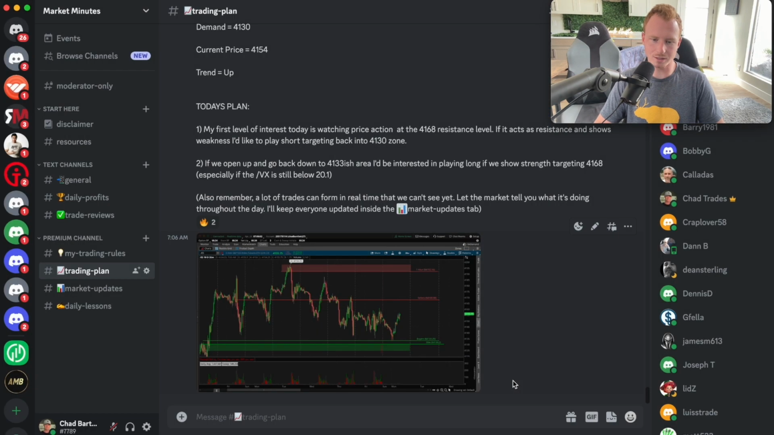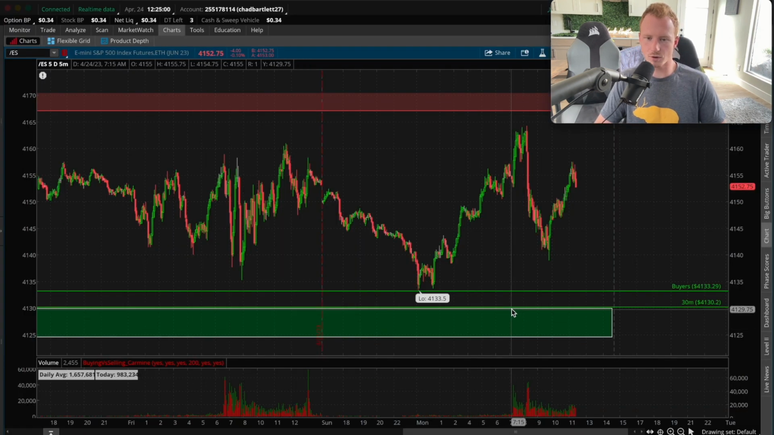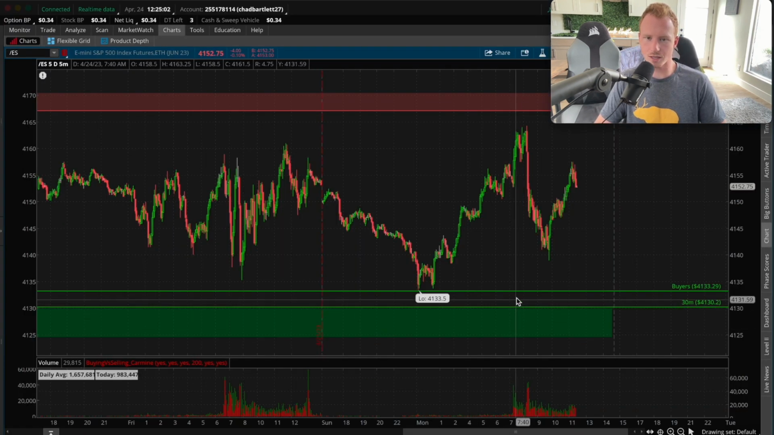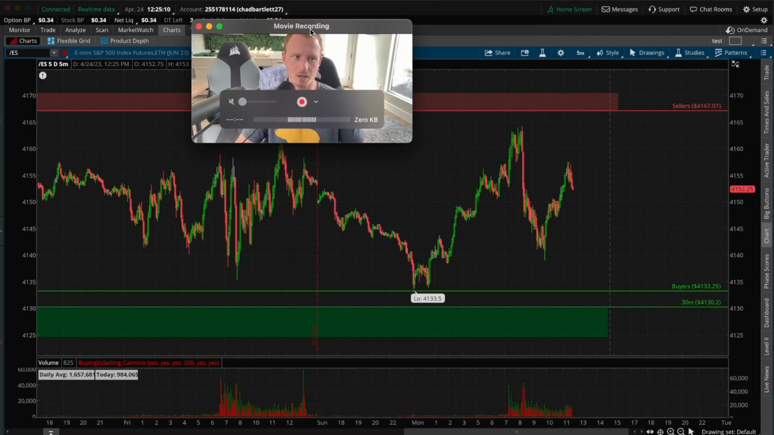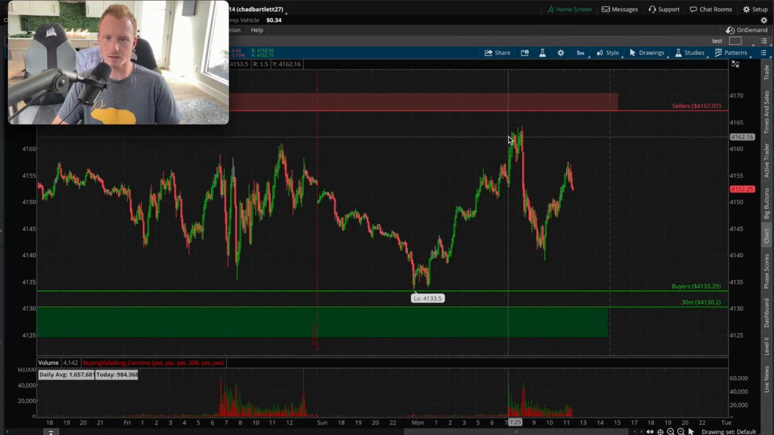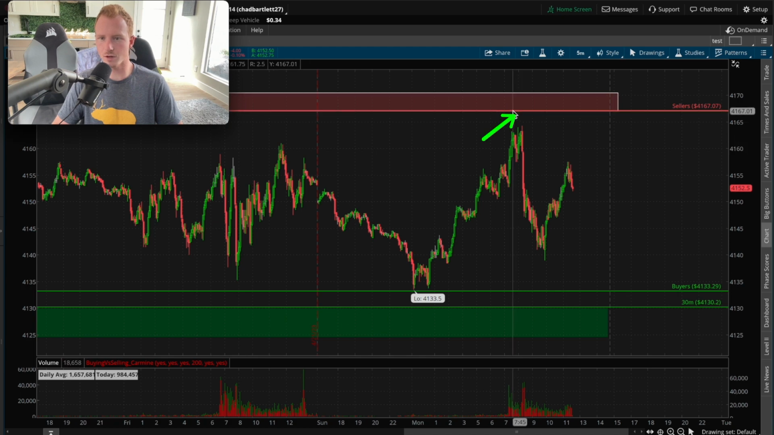Let me go ahead and pull up the chart and show you what happened when we actually opened. As we can see, where volume started kicking in right here, this is where we actually opened. We opened strong and immediately found buyers and got pretty close to this 41.67 resistance area like I shared in my pre-market plan.